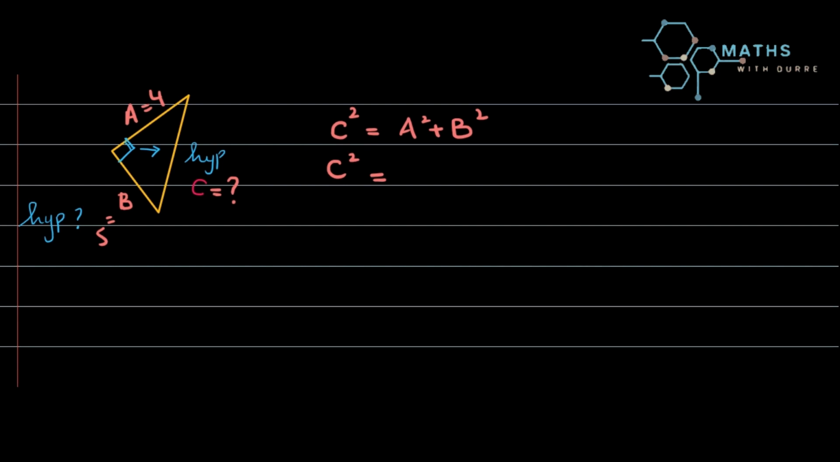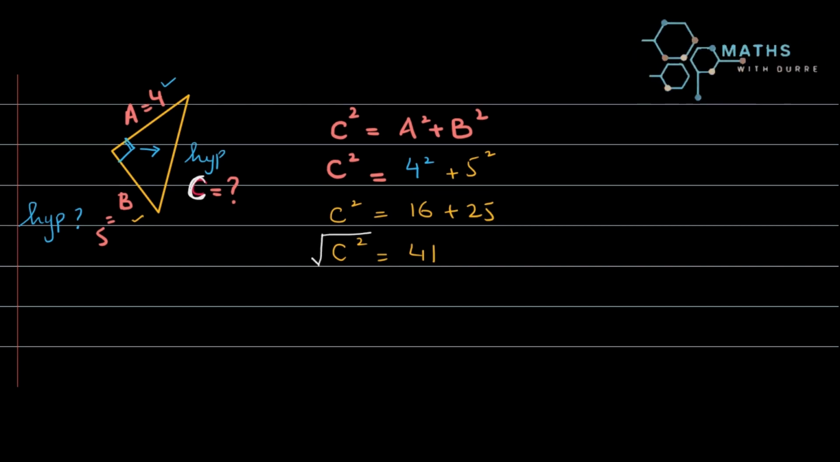C square, you will keep as it is because you need to find it, and you will replace A with 4, that is 4 square. Here A is given 4 square, and B is 5, so you will write plus 5 square. And after calculation, it will be 16 plus 25, and C square is giving you the answer, and that is 41. Here C square is 41, but you need to find C only.